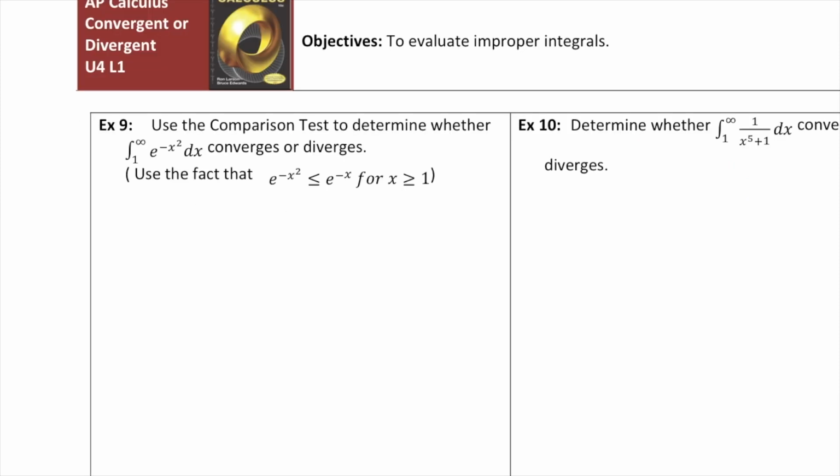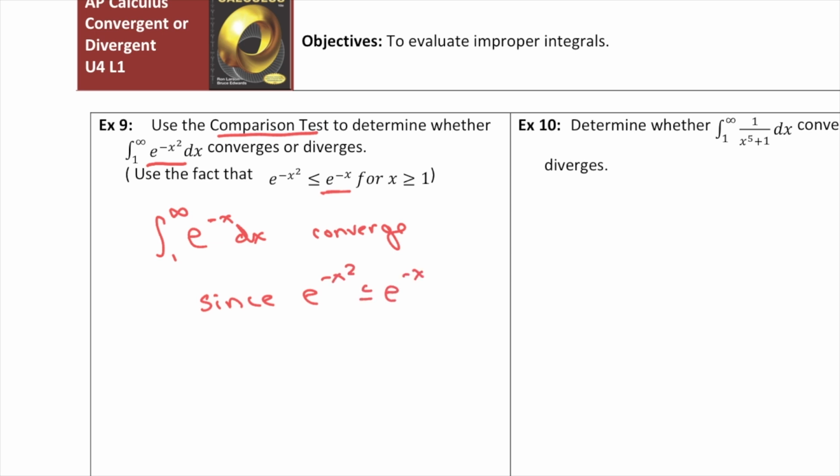So for example 9, notice I do not know how to find an integral of e to the negative x squared, but I do know that the integral from 1 to infinity of e to the negative x dx converges. Using our comparison test, since we know that e to the negative x squared is less than or equal to e to the negative x, then the integral from 1 to infinity of the smaller term, e to the negative x squared dx, must also converge.